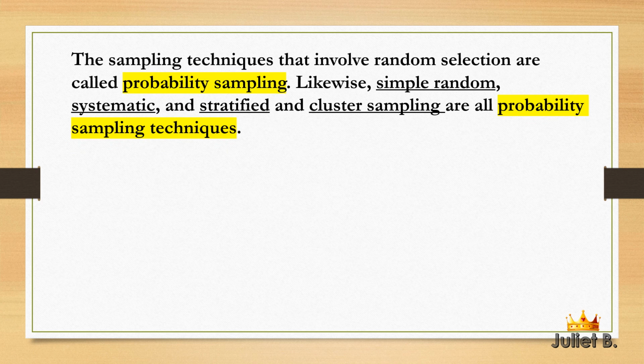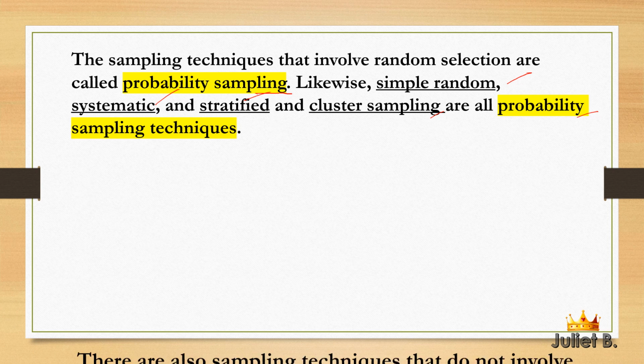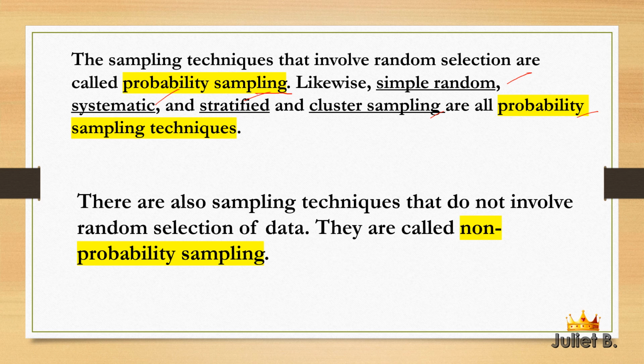The sampling techniques that involve random selections are called probability sampling. Ito yung mga na-discuss ko. Simple random, systematic, stratified, tsaka cluster sampling. These are all probability sampling techniques. Meron pang isang klase yan. Ito naman yung mga non-probability sampling. They are also sampling techniques that do not involve random selection of data. So, kaya ang tawag sa kanila, non-probability.